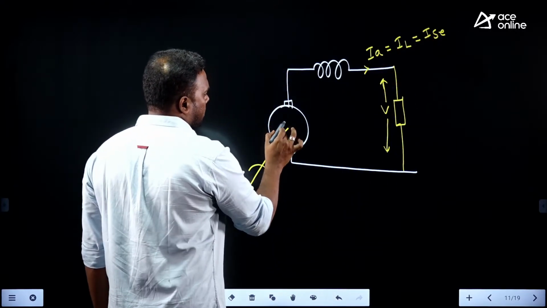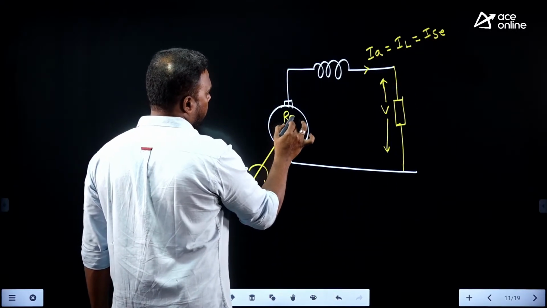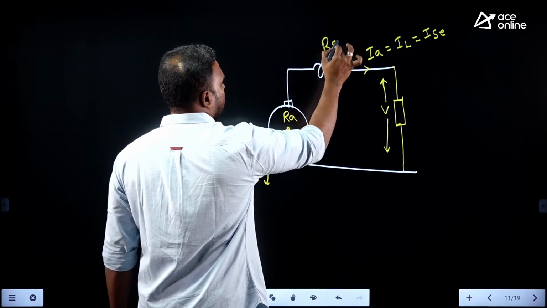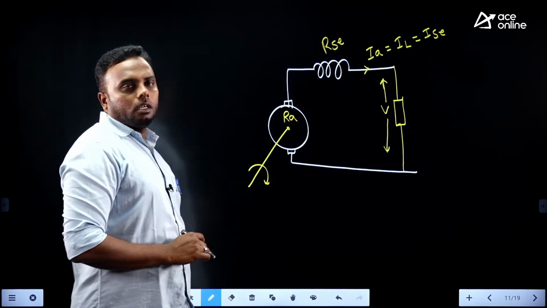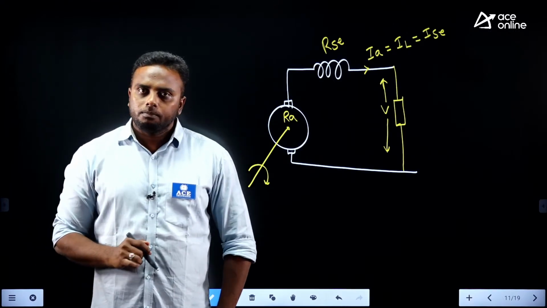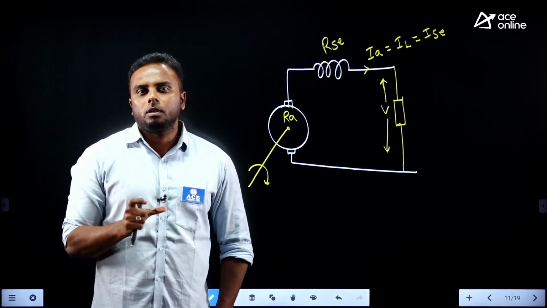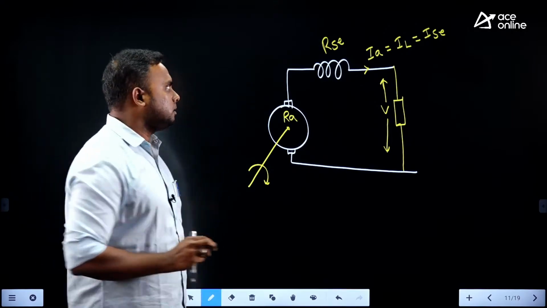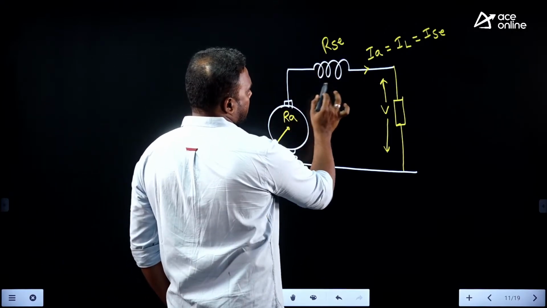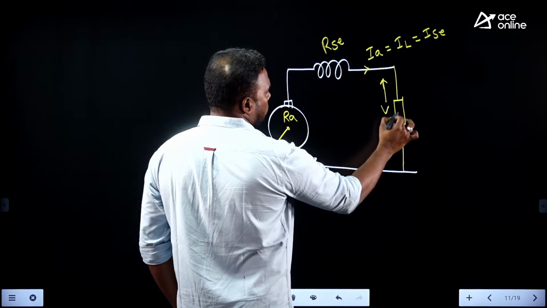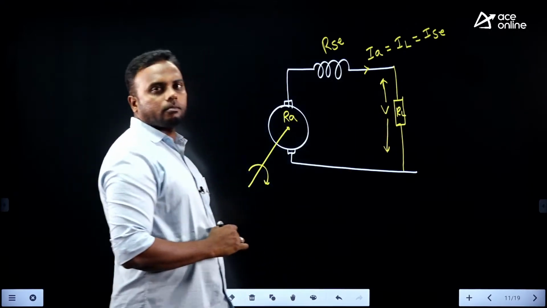And how to represent the series field winding? It is important again. Series field winding is represented with fewer turns and thick wire. Why? Because this field winding is excited in series with the armature. So this is the load, having some load resistance.